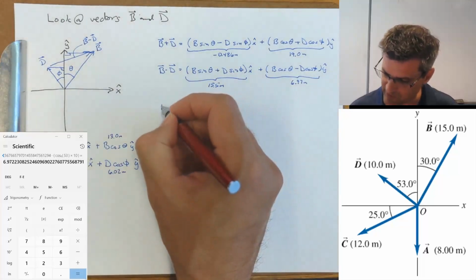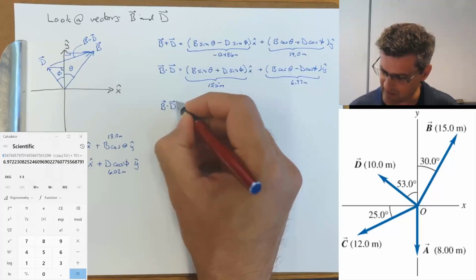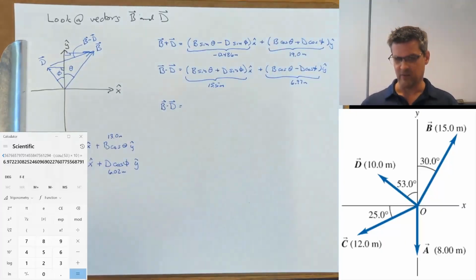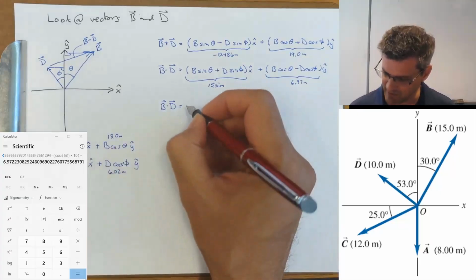What if we wanted to do B dot D? Well, the way this works is we take the x components of B and D, multiplying them together.